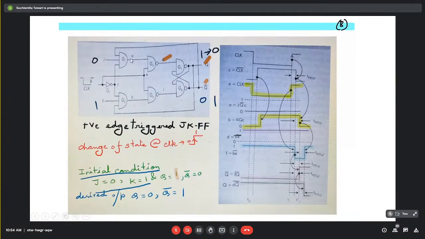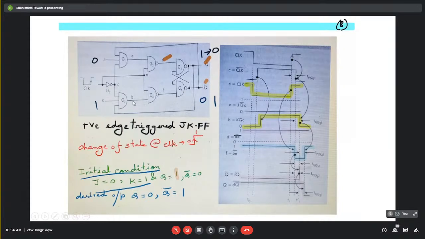Next, we will see what will be the output of this gate. Now, what is this A? This A is nothing but J Q bar C. This is an AND gate. So if any of the inputs is maintained at 0, then the output will always be 0. And here the initial condition given is that J is maintained at 0 and K is maintained at 1. So here one of the inputs is 0. So at the output, we will get A equal to 0 throughout, because 0 is maintained over here.